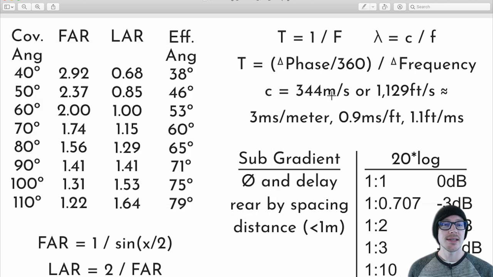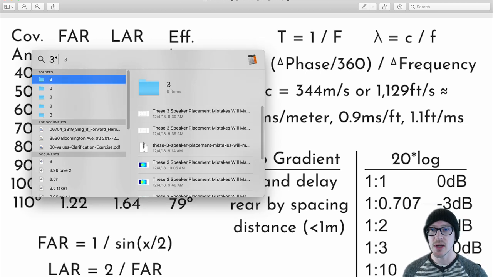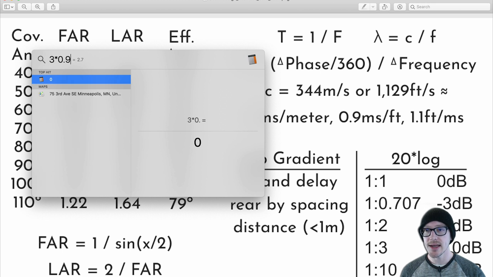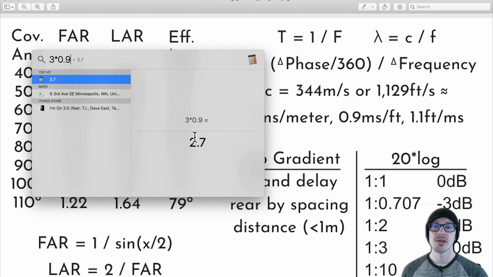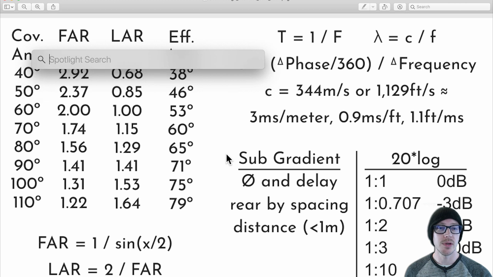Some helpful estimations here for converting distance to time and vice versa. I use this one a lot, 0.9 milliseconds per foot, when I'm setting up and estimating an inline two-element gradient subwoofer array. I know that I need to delay the rear sub by the spacing distance, so if I measure the spacing distance and I see that it's 3 feet, then I can just multiply 3 by 0.9 to get an estimation of 2.7 milliseconds delay for the rear sub.